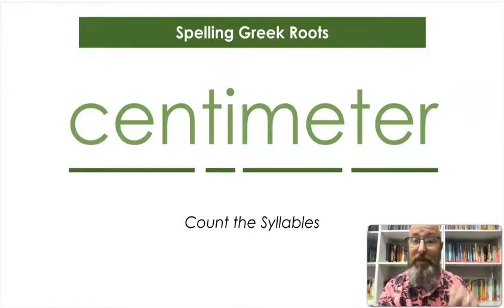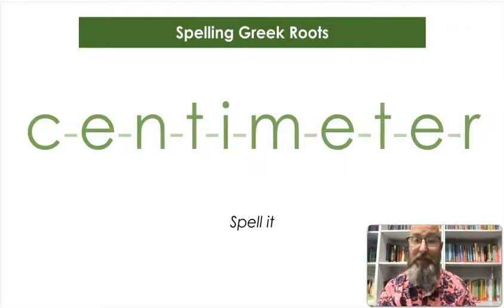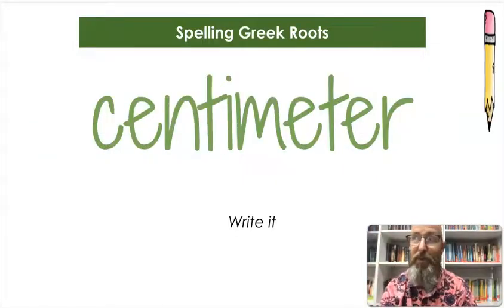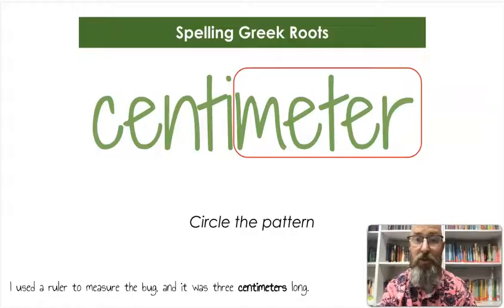Let's count the syllables. Centimeter. Let's spell it. C-E-N-T-I-M-E-T-E-R. Centimeter. Let's write it. C-E-N-T-I-M-E-T-E-R. Let's circle the root. Meter. I used a ruler to measure the bug, and it was 3 centimeters long.